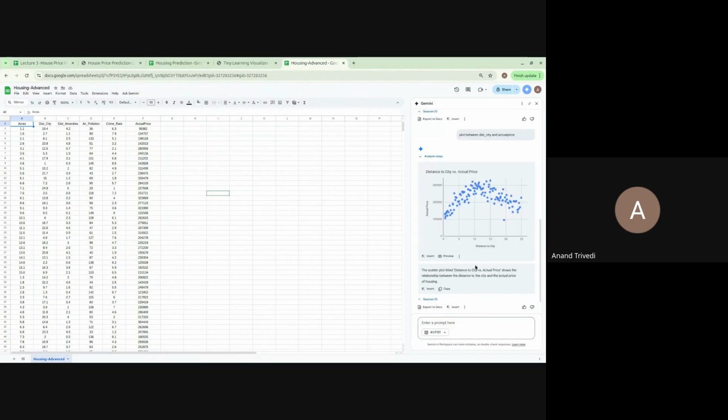Okay, there is actually no linear relationship. What is happening is that the price increases as the distance from the city center increases, then at one point the price stagnates, and then it comes down. So it is a curve that it has made. And what is the relationship with air pollution, or with the crime rate? Plot crime rate with actual price.